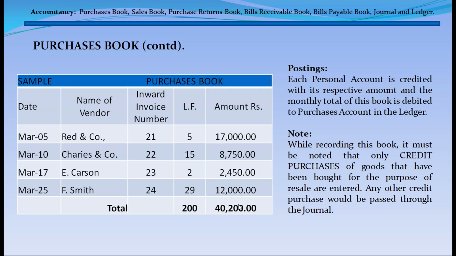While recording this book, it must be noted that only credit purchases of goods that have been bought for the purpose of resale are entered. Any other credit purchases would be passed through the journal. So cash purchases will go to cash account. They will not appear in this purchases book.